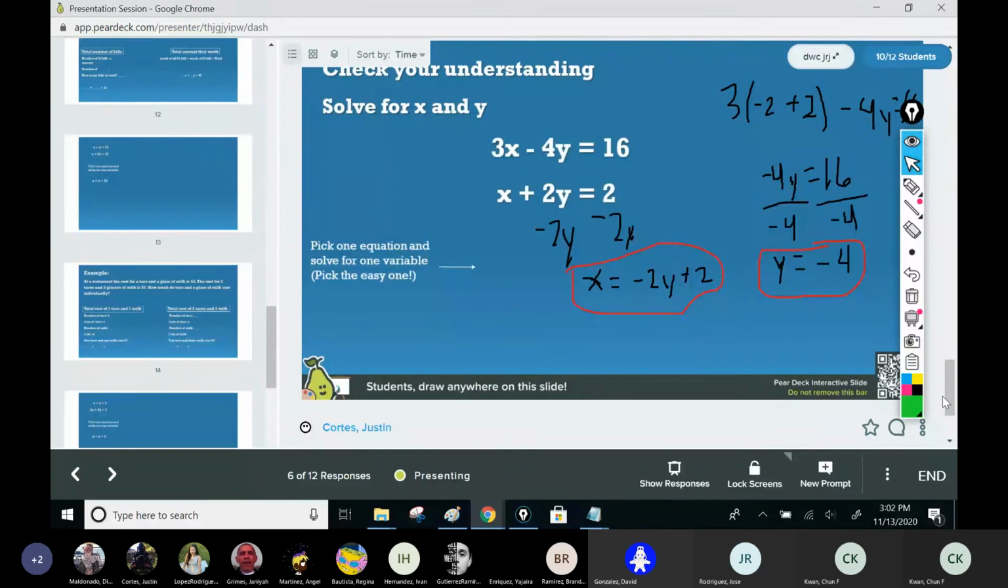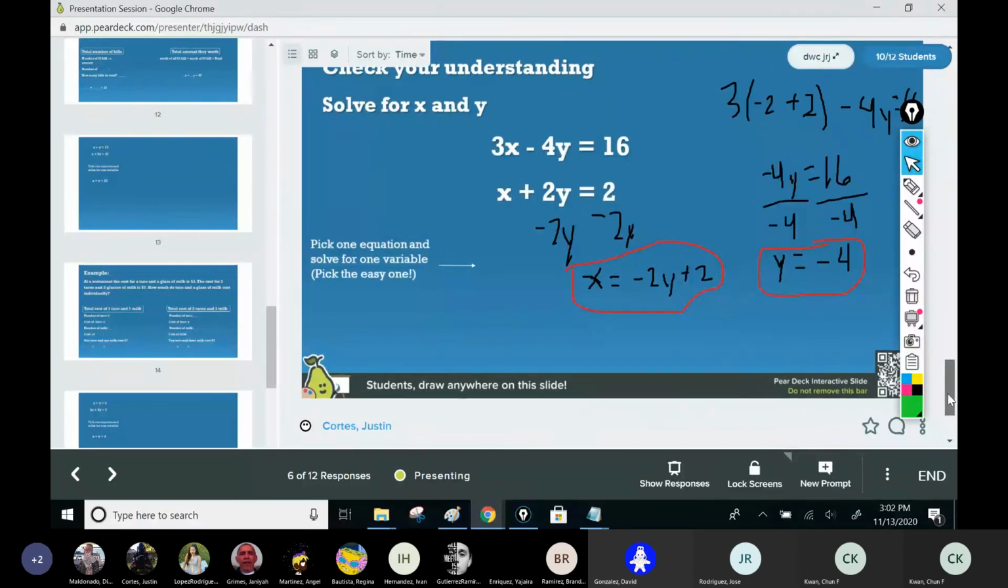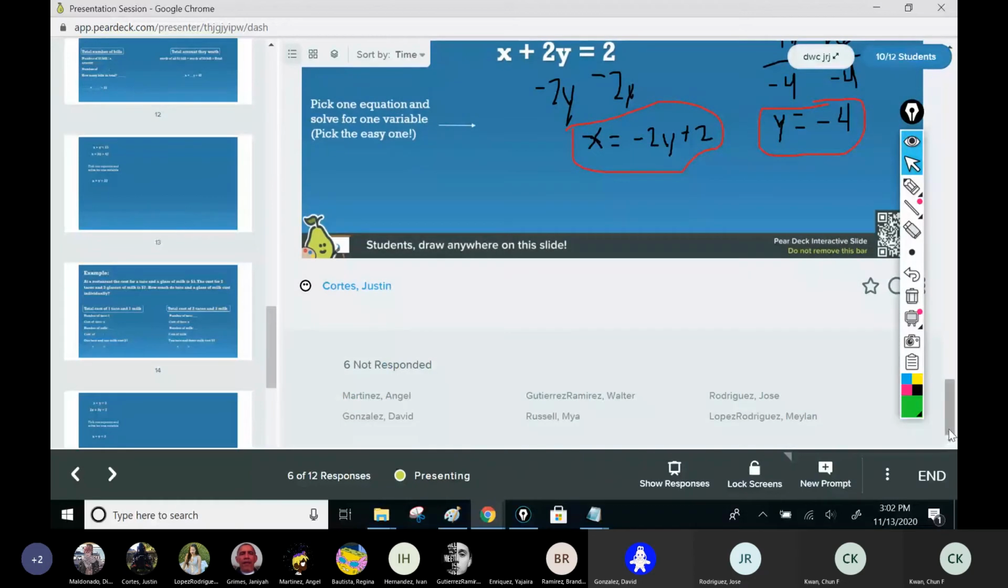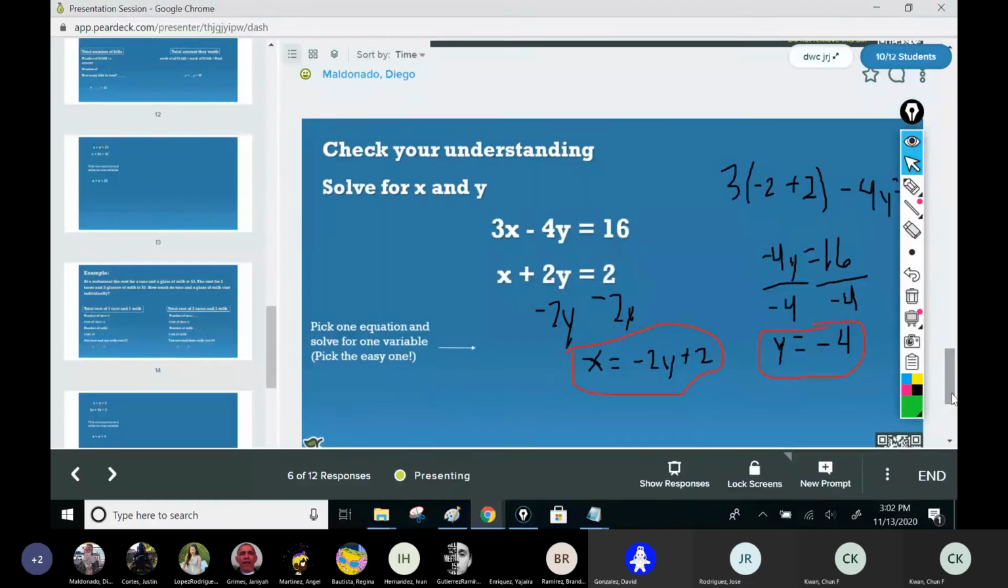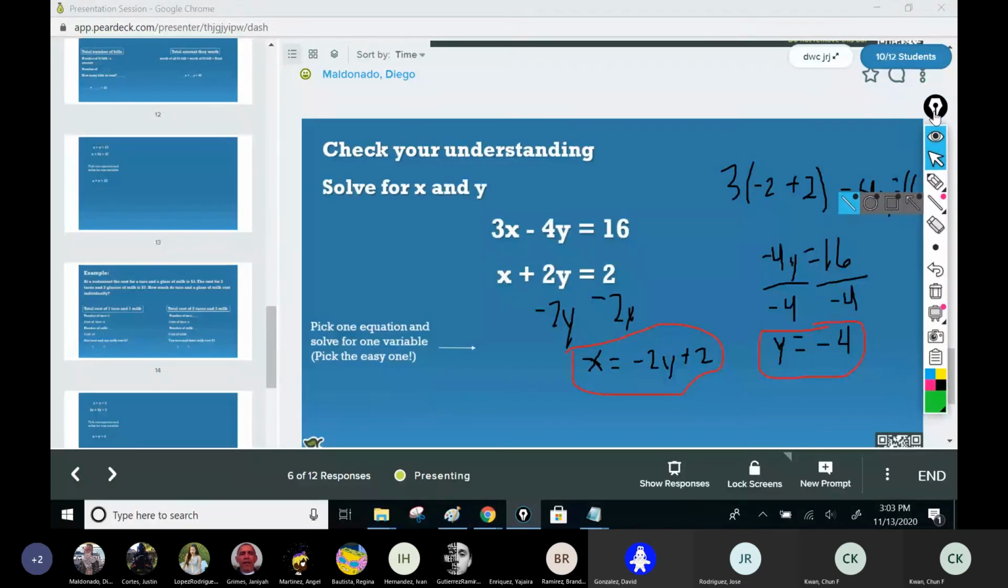Hey, Justin, you're not done, right? Keep going. All right, so Justin, you only solved for y. This is what you get. Now I want you to plug this y back into either equation. So let's pick the easy one, and I'm going to put it back in here.